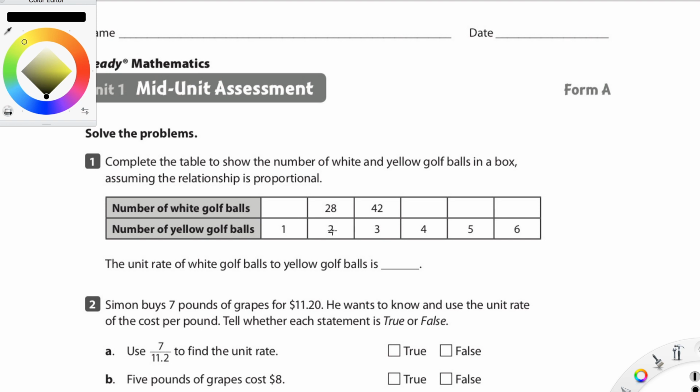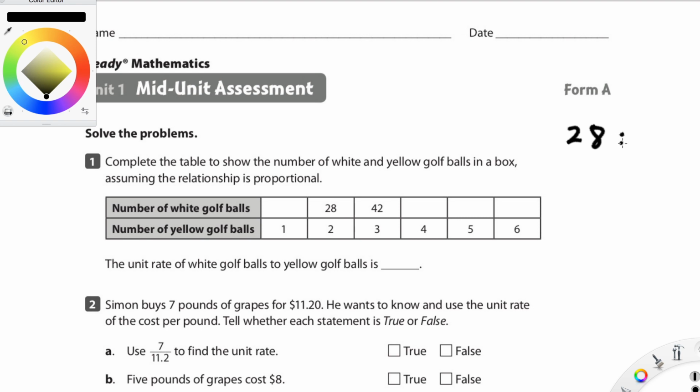Now, right here, we know how many yellow golf balls, 2, and how many white golf balls, 28. So if there are always going to be 2 yellow golf balls, there are going to be 28 white golf balls. So I need to figure out how much one is, because once I figure out the ratio of one to something else, I can skip count by this number. So if the number is 9, I can skip count by 9s going this way.